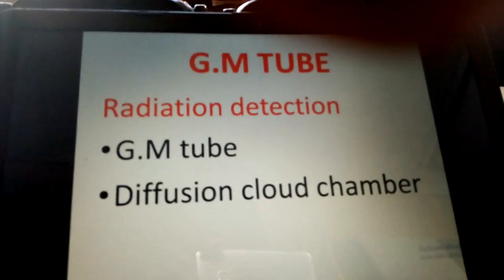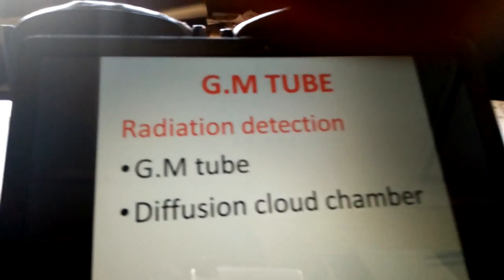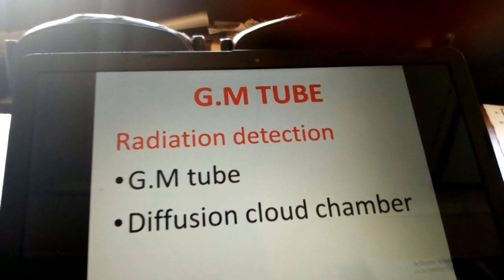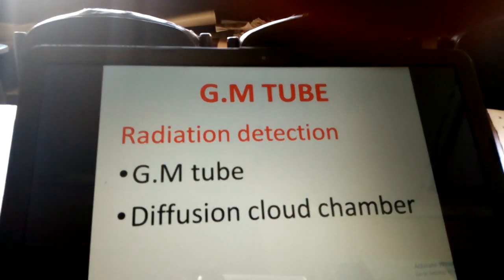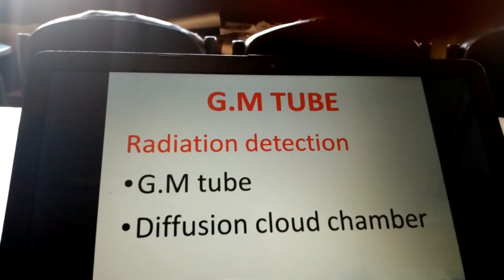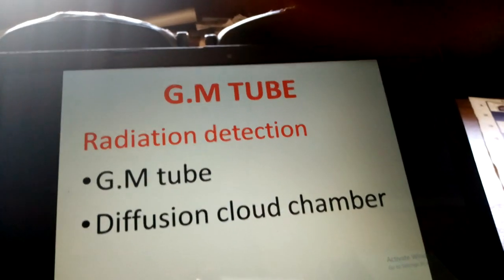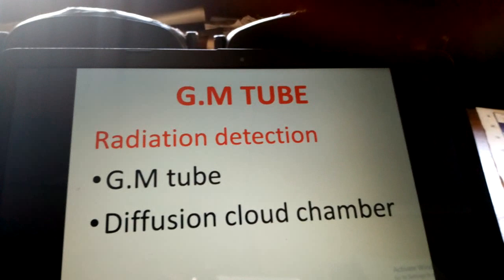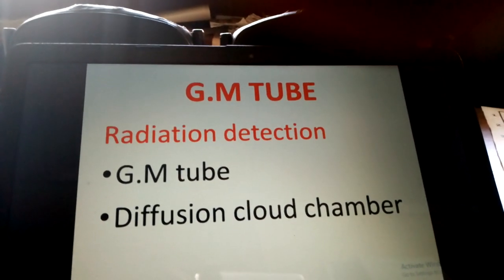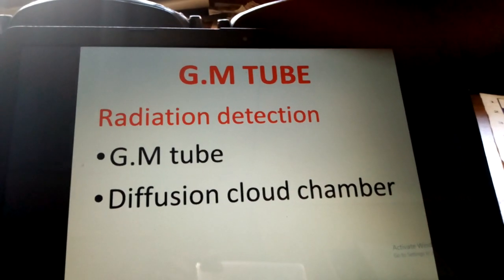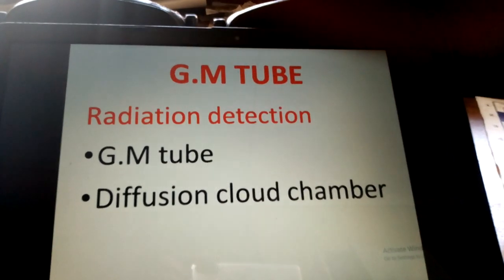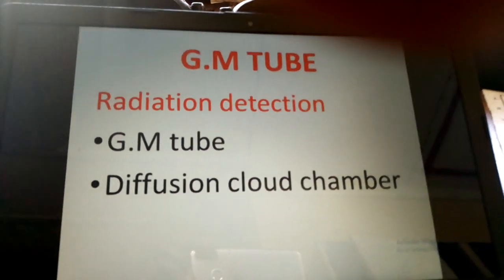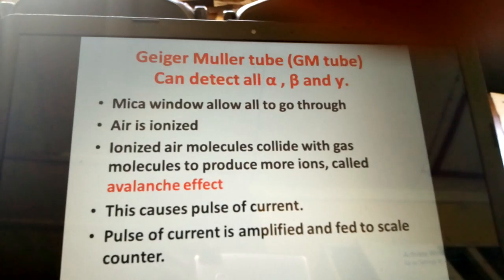We shall briefly look at the GM tube, Geiger-Müller tube. This is one of the detectors of radiations. Radiation detection can be done using the Geiger-Müller tube, which in short we say GM tube, and then the diffusion cloud chamber. We shall concentrate on the GM tube.